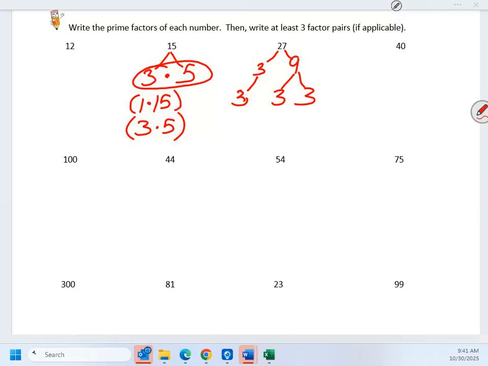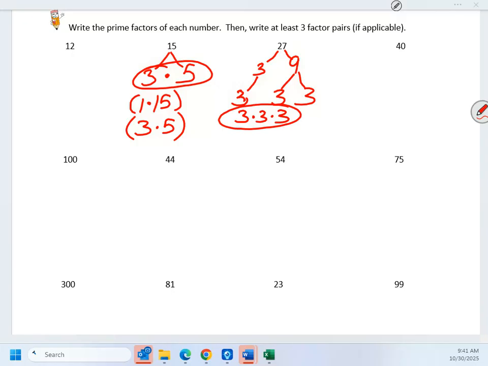What would I list as my prime factors? Michael? 3 times 3 times 3. Yeah. That is my prime factorization. I need to list all of the 3's. I can't just say 3. I need to list them all, because 3 doesn't equal 27. 3 times 3 is 9, 9 times 3 is 27. I need to list all those prime factors that I multiply together to get up to my original number.